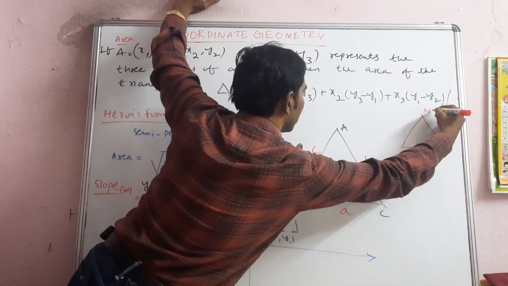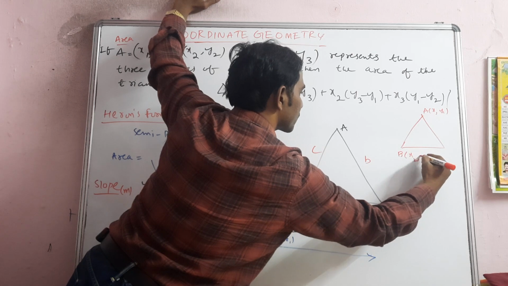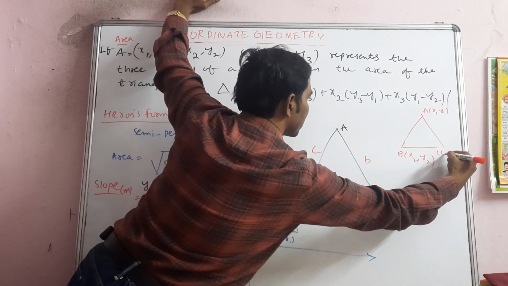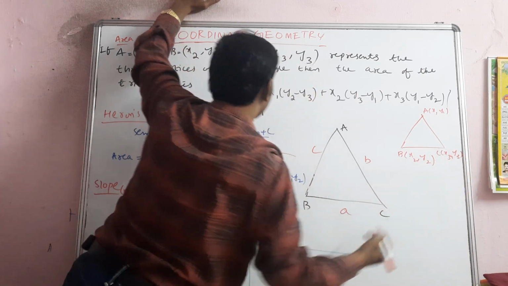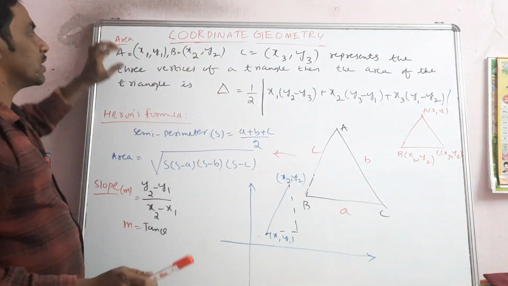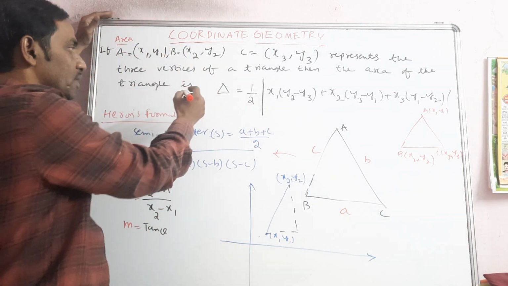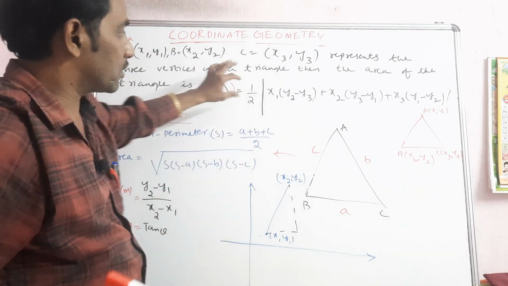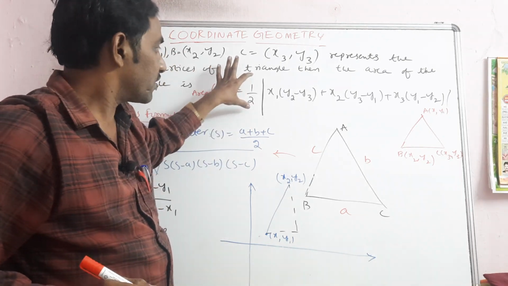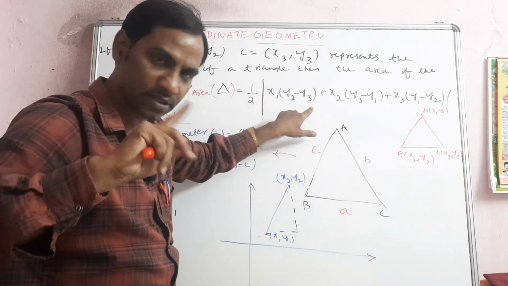Let the point A be x1 comma y1, point B be x2 comma y2, and point C be x3 comma y3 in the coordinate plane. Now if you want the area of the triangle, you have to take it like this. This triangle symbol represents area, remember that. So now the area of the triangle formed is half into x1, remember the order, x1 into y2 minus y3.